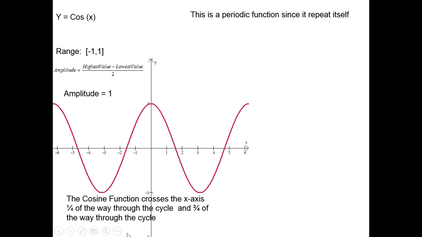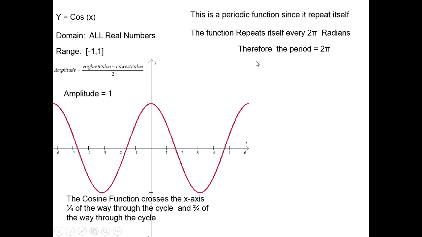The one thing that differs from the cosine to the sine is that it crosses over the x-axis at the quarter and 3/4 marks of its period. In other words, a quarter of the way in from either end, the beginning or the end, marks where it crosses the axis. Again, the function repeats itself every 2 pi. The period is every 2 pi.